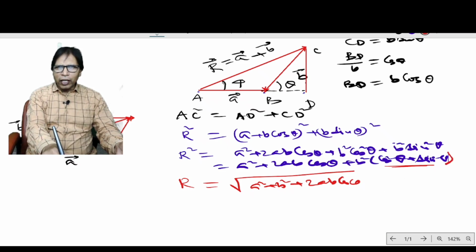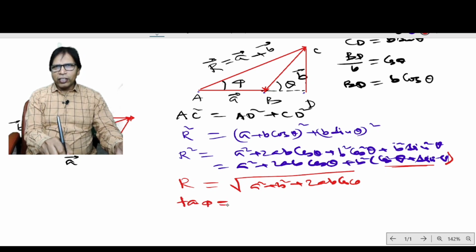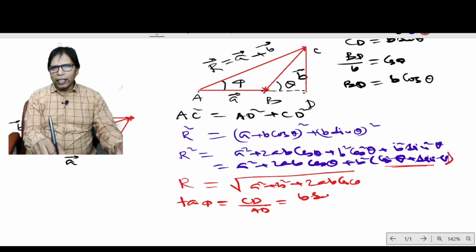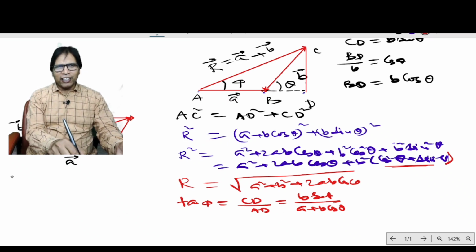Now we have to calculate phi. Here tan phi equals CD by AD. Now CD is B sin theta and AD is A plus B cos theta. Understood? Now some special cases.